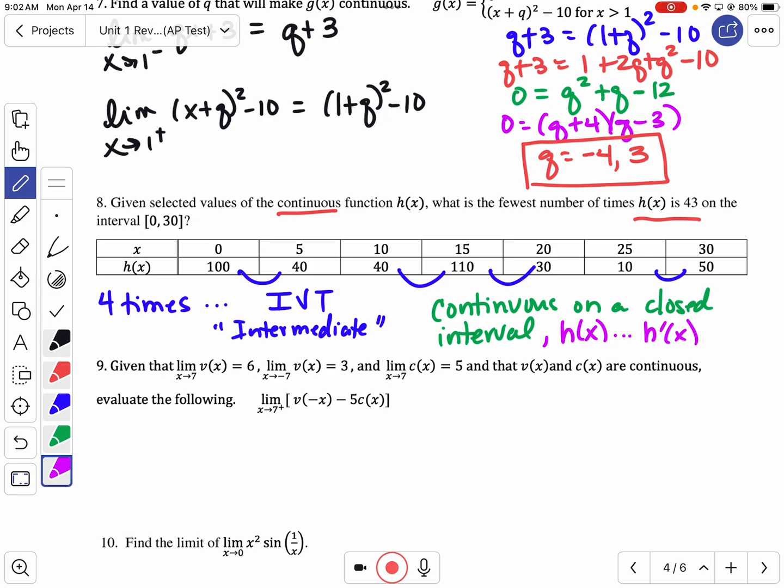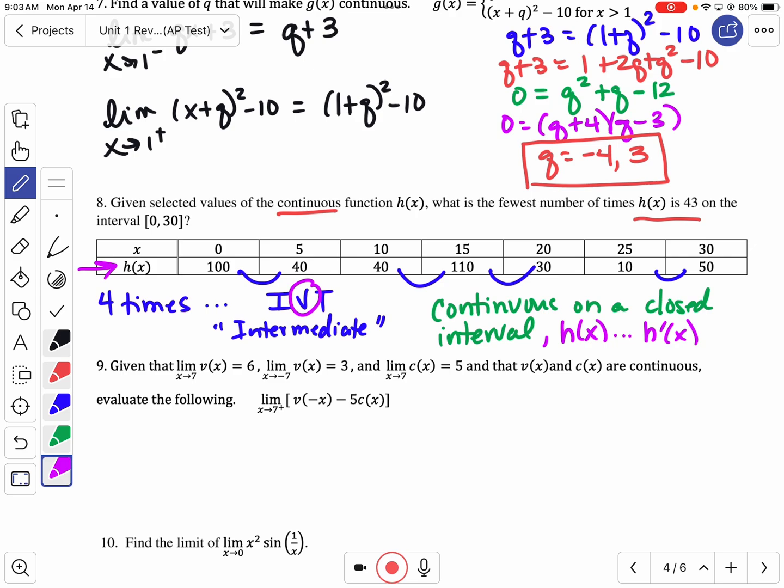I can't go from 10 to 40 without passing through 43. So I can't go from a speed of 55 to 60 without passing through 57. Always think speed. We are addressing y values. Anytime it talks about a value theorem, it's talking about y values. We use x to tell us where it happens, but it's talking about what happens to the y values.